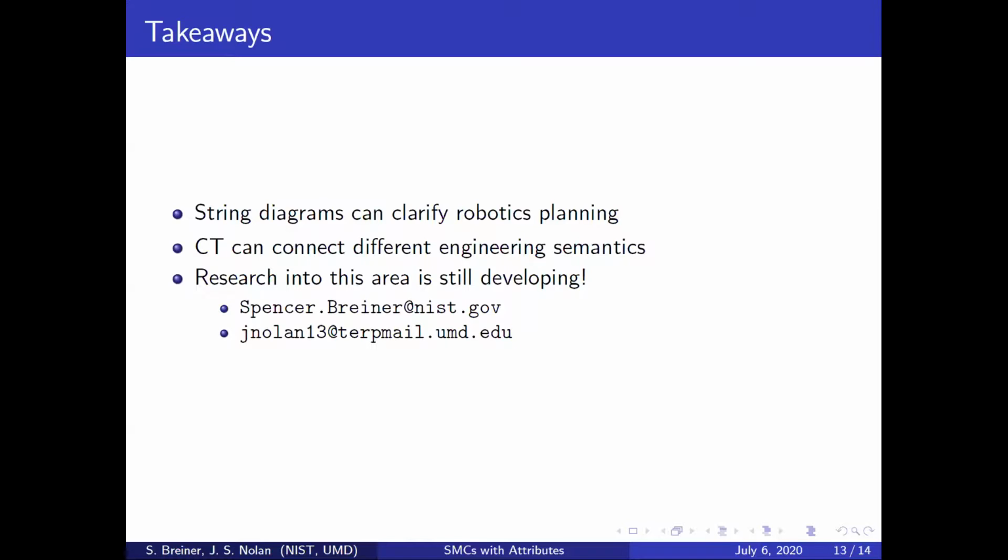So overall, the messages of this talk are that string diagrams can help you make planning in robotics and other fields of engineering a lot clearer and more accessible to people who aren't maybe trained in formal engineering. Category theory can also help connect these different semantics, the Boolean and the geometric semantics, which were just mentioned. And this whole research project is still developing, it's ongoing. There's still a lot to be discovered and implemented. So if you're interested in studying this in greater depth, I encourage you to contact myself or Spencer. Our contact info is right here. And thank you all.